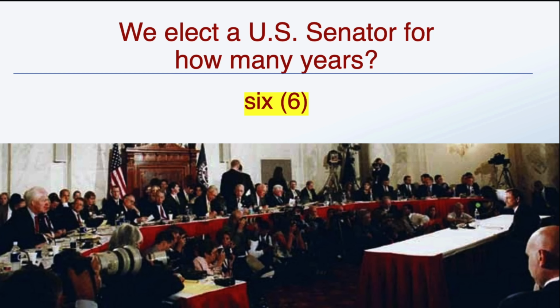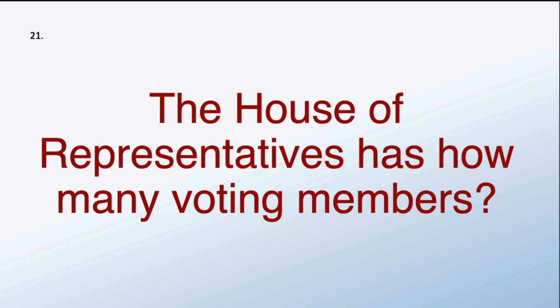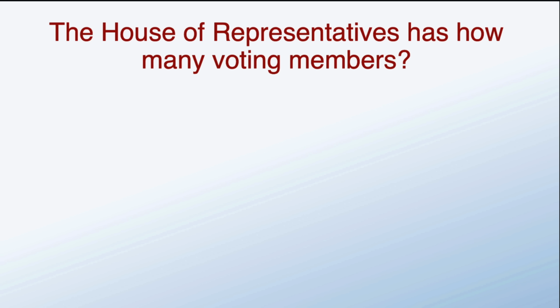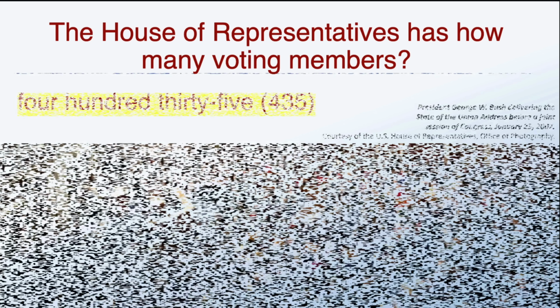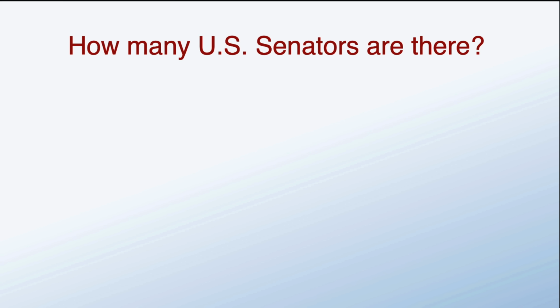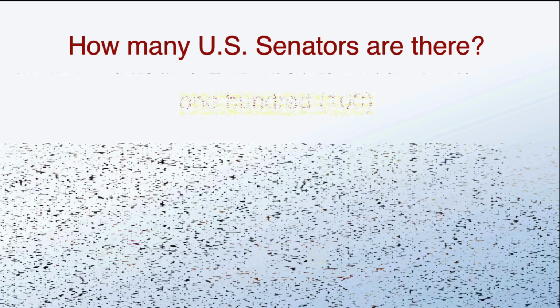The House of Representatives has how many voting members? 435. 435 voting members are in the House of Representatives. How many U.S. senators are there? 100. 100 senators.